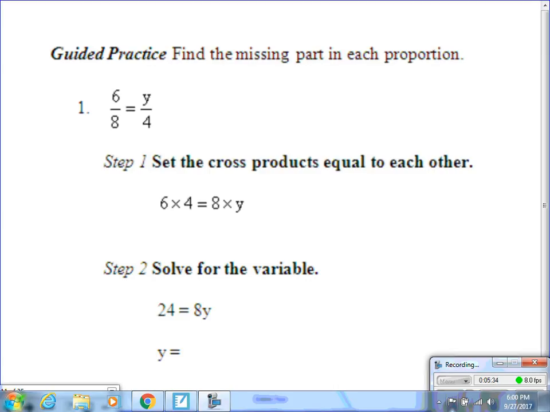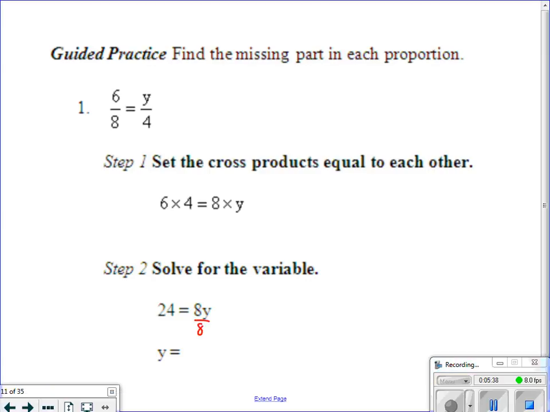The only thing we have left to do in this one is to divide both sides by 8. 24 divided by 8 is 3. And on the other side, your 8's cancel out, you're left with y. So we know that y is going to equal 3. And again, if you were to put that in there, your cross product would be 3 times 8, which is 24. Your other cross product is 6 times 4, which is also 24. So it works out.